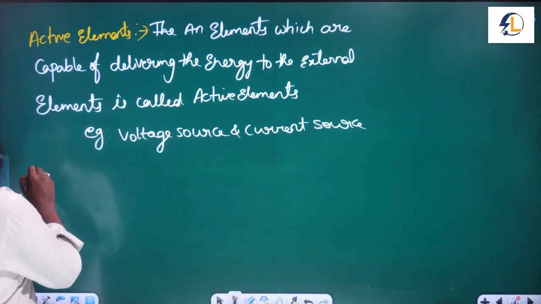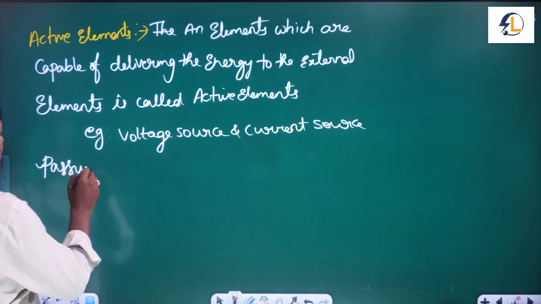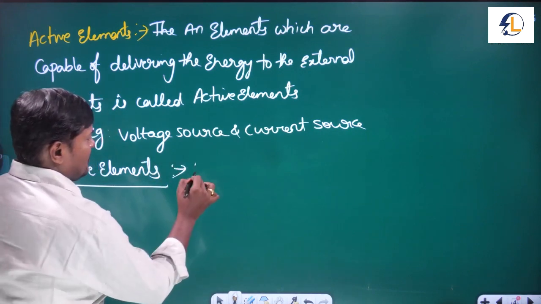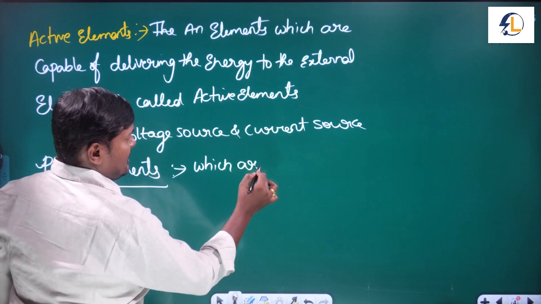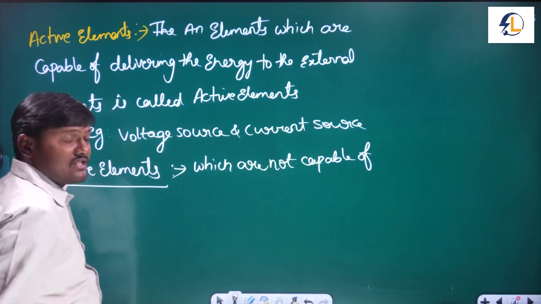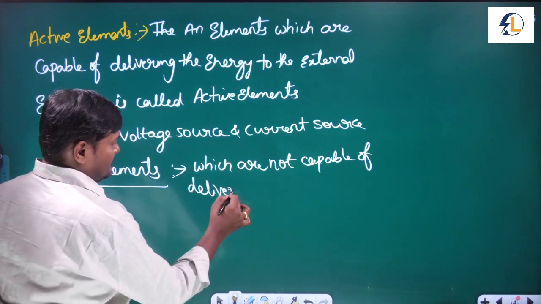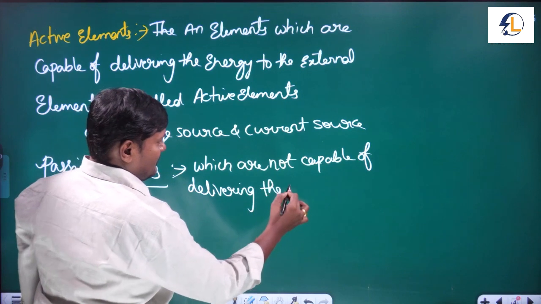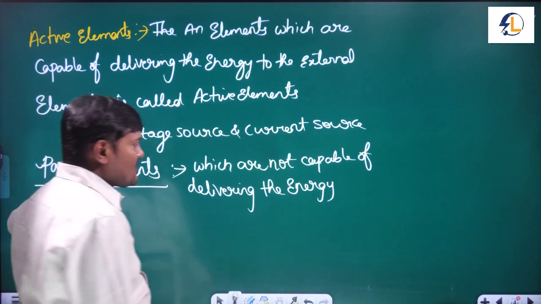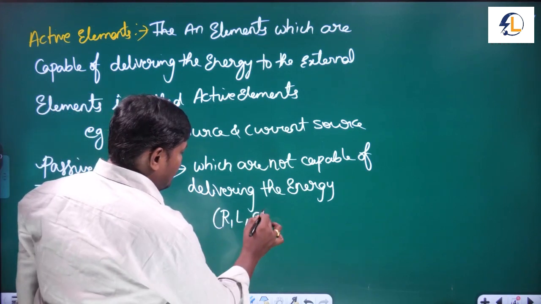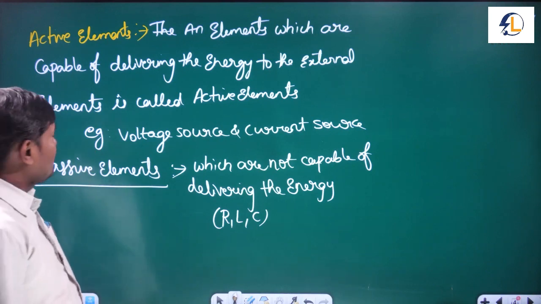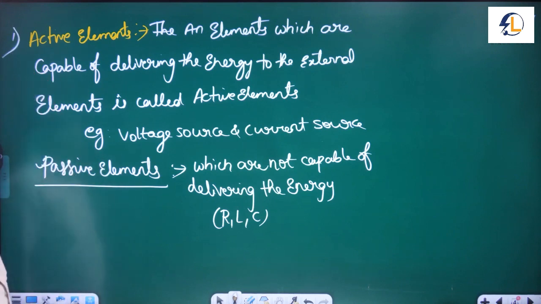And what is meant by passive elements? Passive elements are elements which are not capable of delivering the energy to the external elements. The examples of passive elements are R, L, C: resistance, inductance and capacitance. So this is about the first classification.